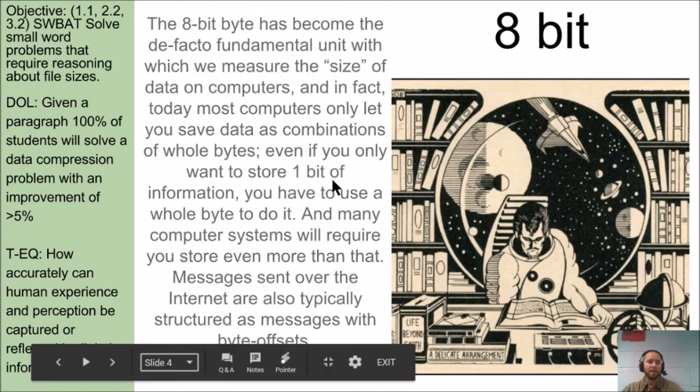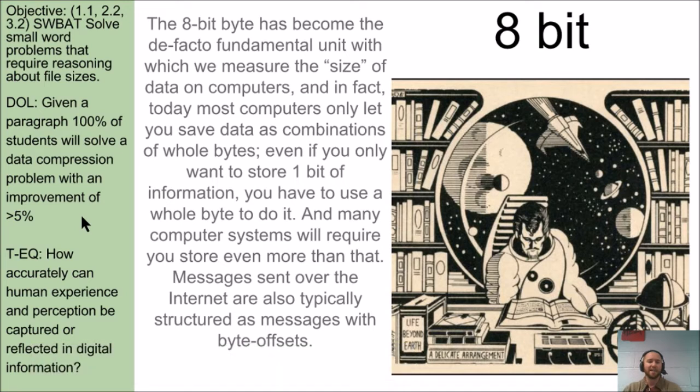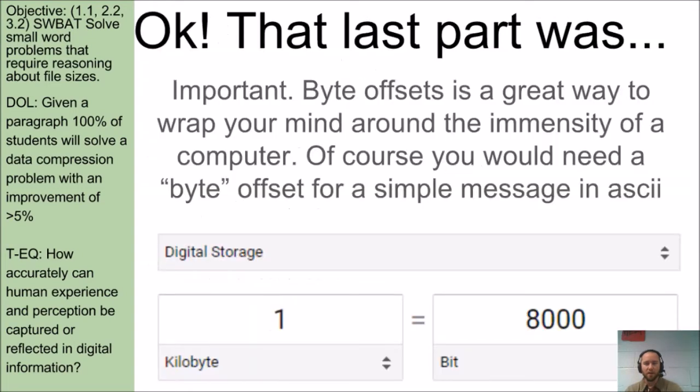Many computer systems will require you to store even more than that, actually, and messages sent over the internet are also typically structured as messages with byte offsets. So in transmitting a message, you may have chunks like this, 8-bit chunks called a byte. Okay, so that last part was very important for you to remember. Byte offsets is a great way to wrap your mind around the immensity of a computer.